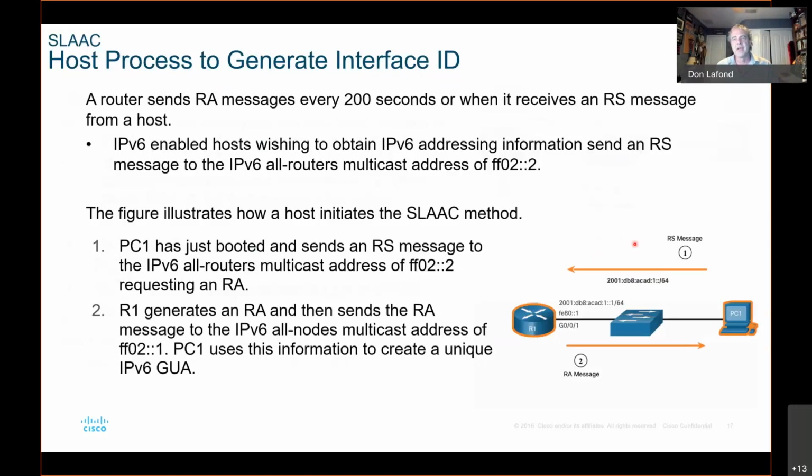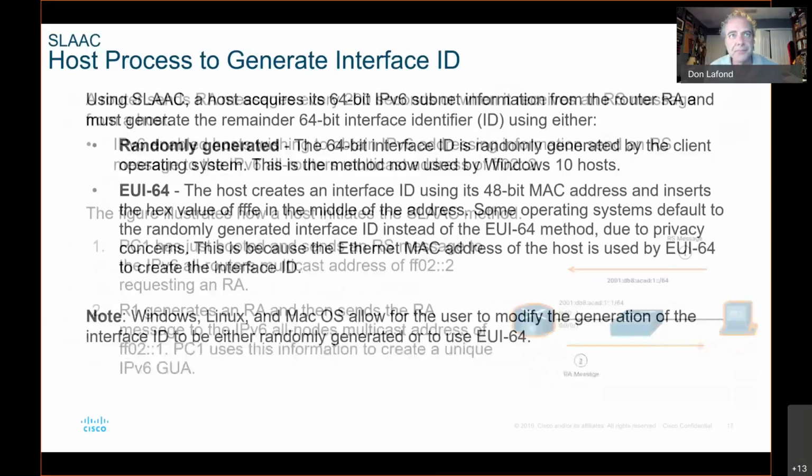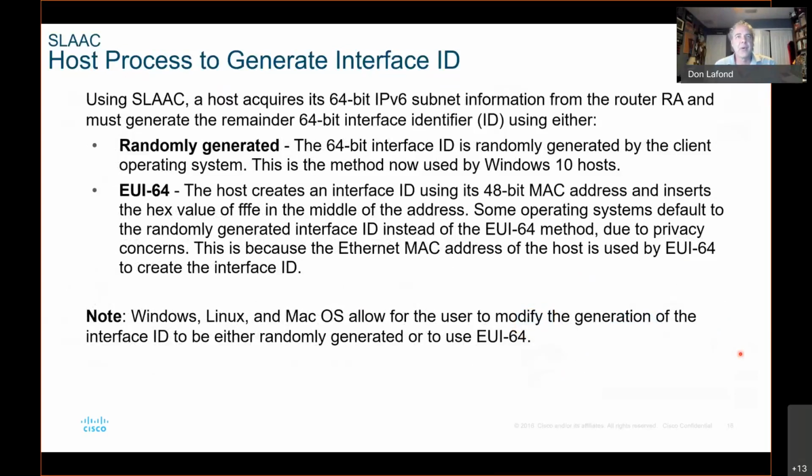So in this case, the host says, "Hey, this is a router solicitation message." Says it right there, router solicitation. Hey, I need an address, and it sends it to broadcast, and then router R1 responds with a router advertisement message. Now, using SLAAC, a host acquires its 64-bit IPv6 subnet information from the router RA and must generate the remaining 64-bit interface ID.